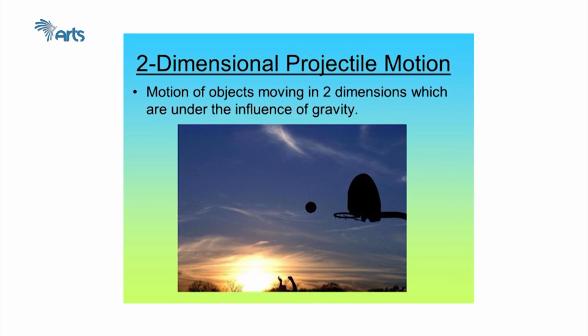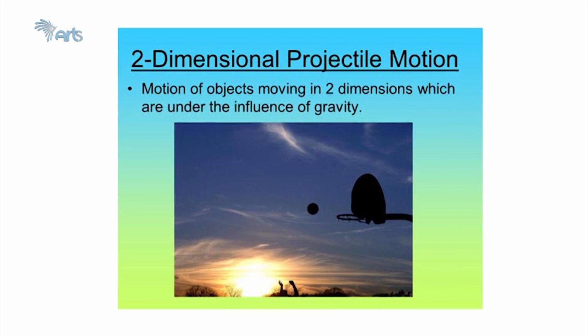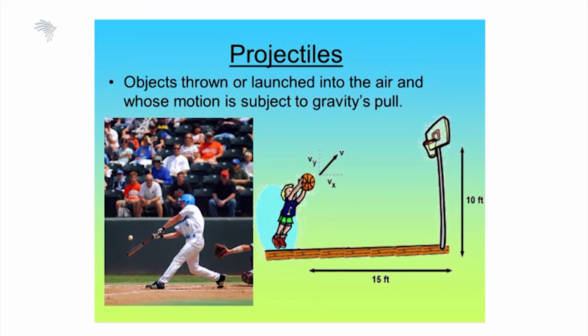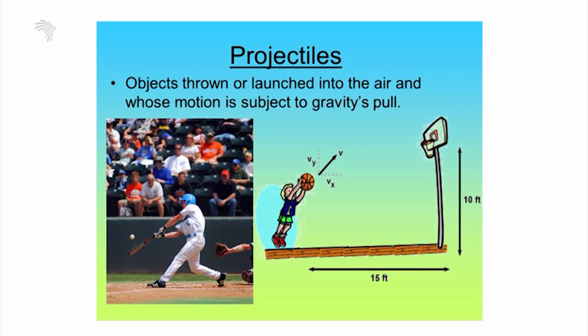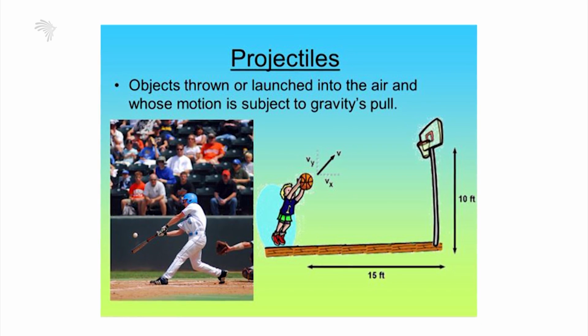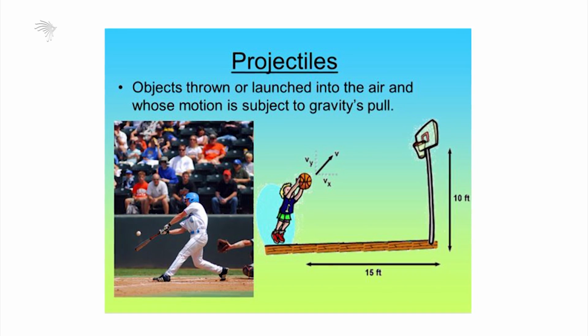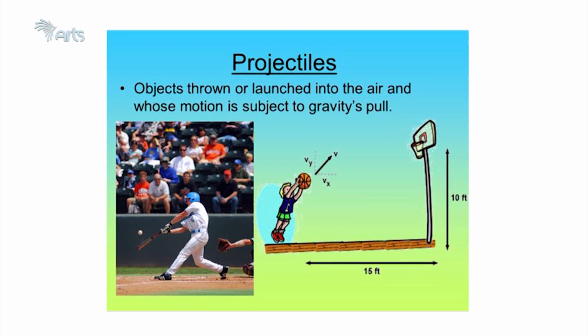In two-dimensional motion, we have projectile motion and circular motion. For the time being, let's look at projectile motion. Two-dimensional projectile motion is the motion of an object moving in two dimensions under the influence of gravity. An object is thrown or launched into the air and its motion is subject to gravity's pull.